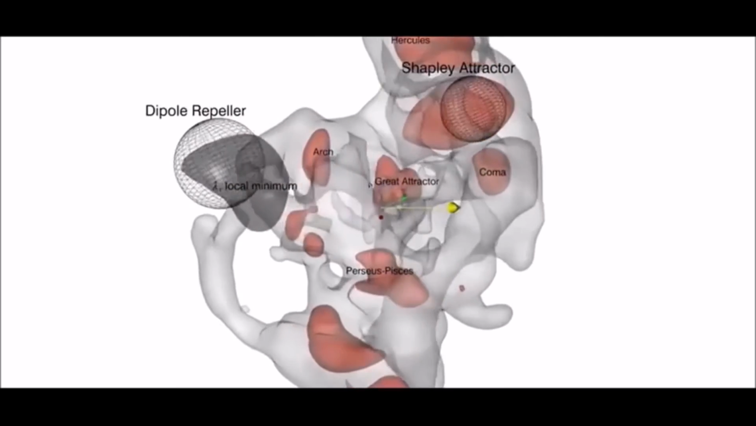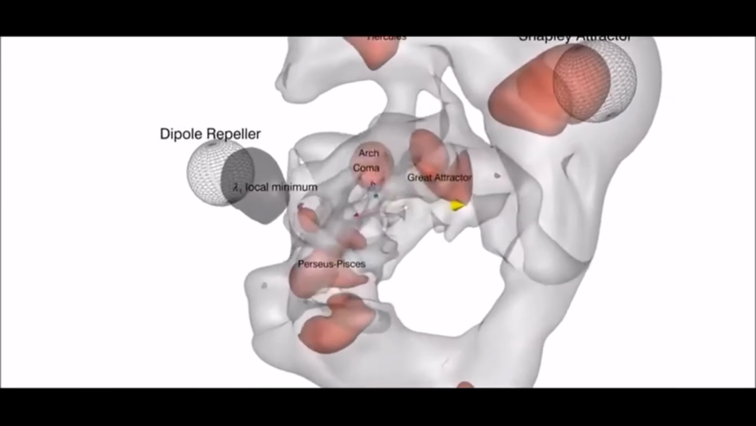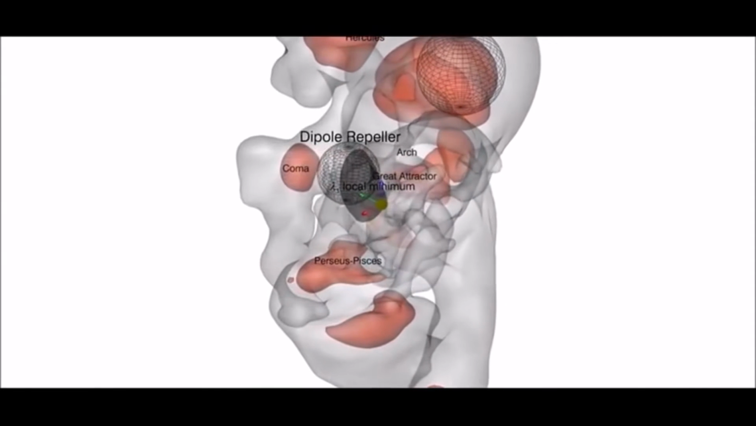We now proceed to the view anti-aligned with the CMB arrow. The anti-alignment of the CMB arrow with the dipole repeller direction is stronger than its alignment with the Shapley attractor.